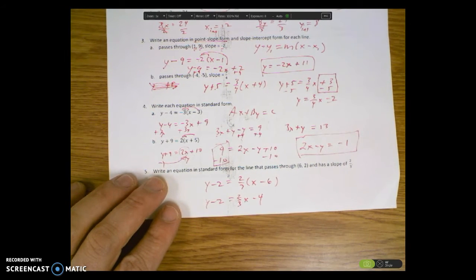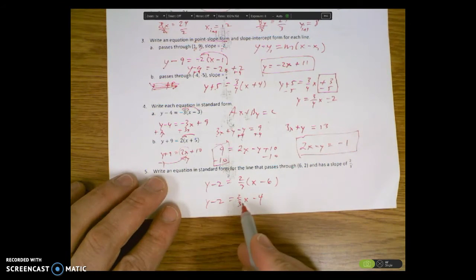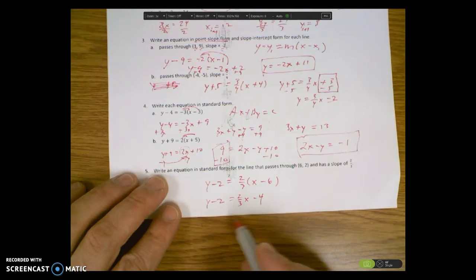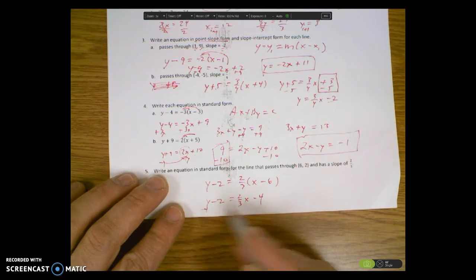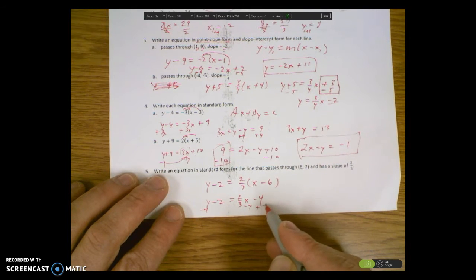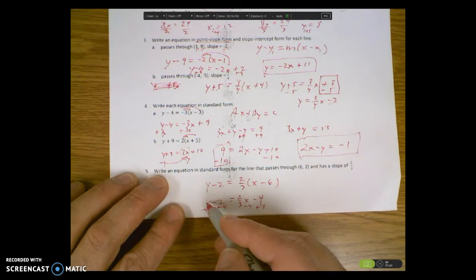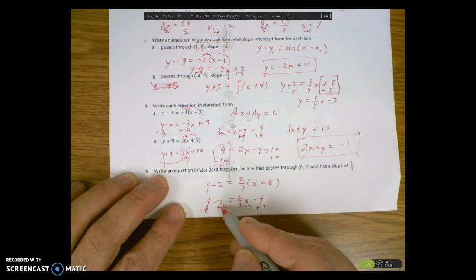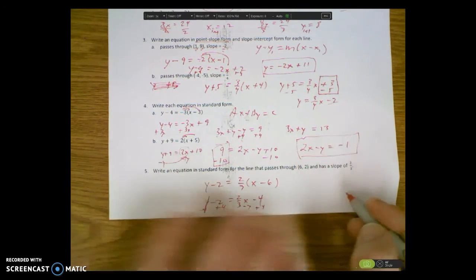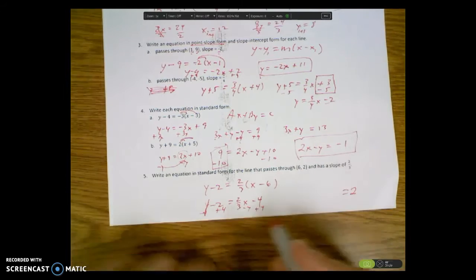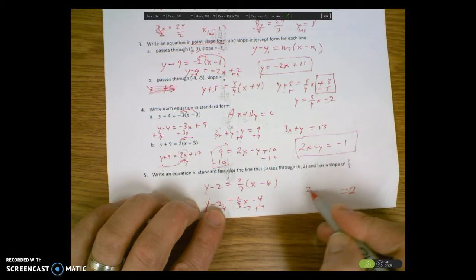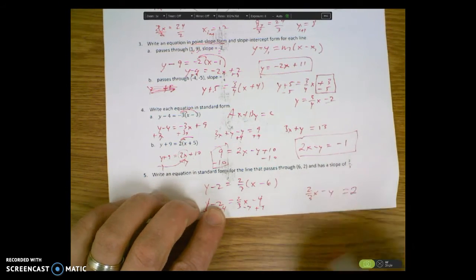All right. We got a few issues here. We got to move the y over, move the 4 over, and we got to get rid of that fraction. So I'm going to do the minus y and the plus 4 in the same step. So my y is gone here. Negative 2 plus 4 is 2. I'm going to write that on the right. And my variable side, 2/3 x minus y.